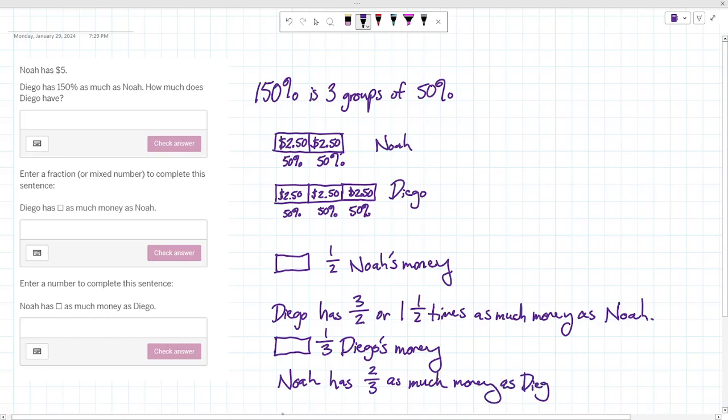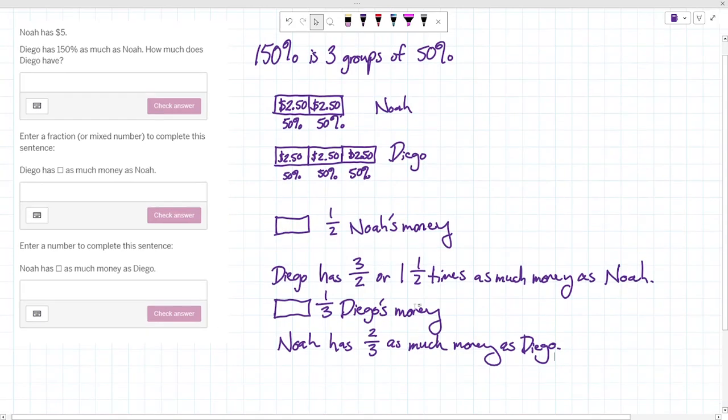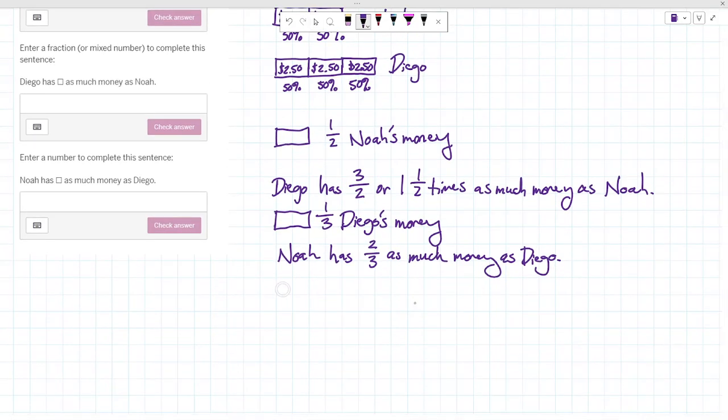And I mentioned in the other video that relationship that's here. So 3/2 and 2/3. Do you remember what that relationship is called? It starts with an R. They're reciprocals. Okay, when you see fractions that look like the flip version of each other, those are reciprocals.